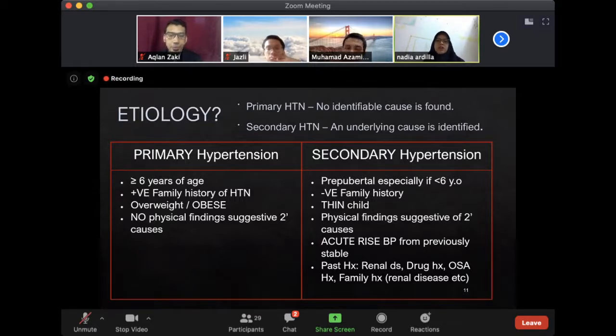So you need to find any physical finding that suggests the secondary causes, the underlying causes that cause the rise in their BP. Or maybe the child came with an acute rise of BP where previously their BP was stable. And if they have any past history of renal disease, drug history, obstructive sleep apnea, or any family history of renal disease.